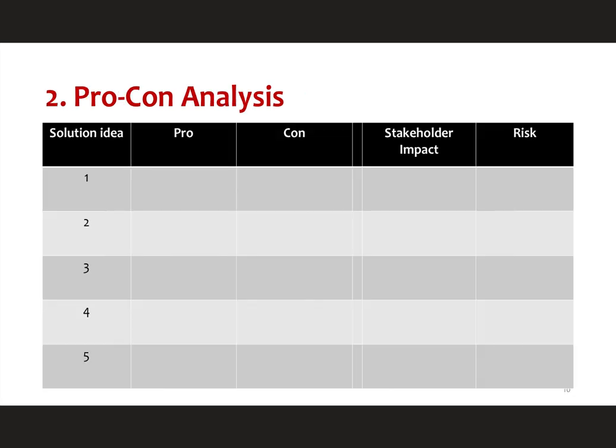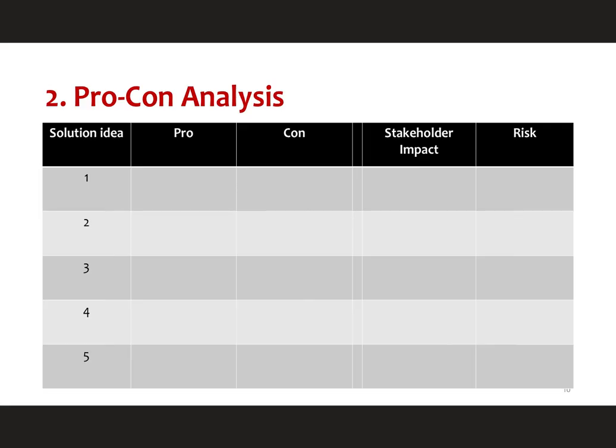The second method that we can use in order to evaluate our red idea is called the pro and con analysis. For each idea that you have, you can write down the pro and the con. So what is the benefit of using this idea? What is the disadvantage of using this idea? So you can write pro and con.